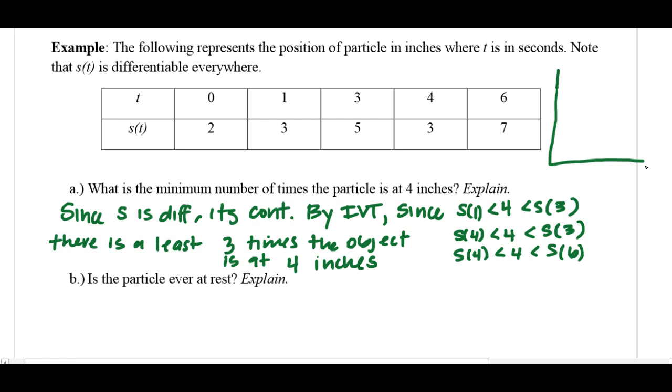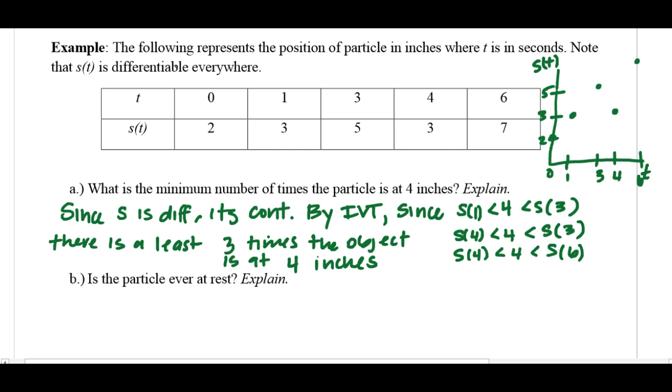So if this is my t-axis for time and this is my s of t-axis for the position in inches, at time 0, I'm right here at 2, and at time 1, I'm up here at 3. At 3, I went up to 5. At 4, I dropped back down to 3. And then way over here at 6, I jumped up to 7.